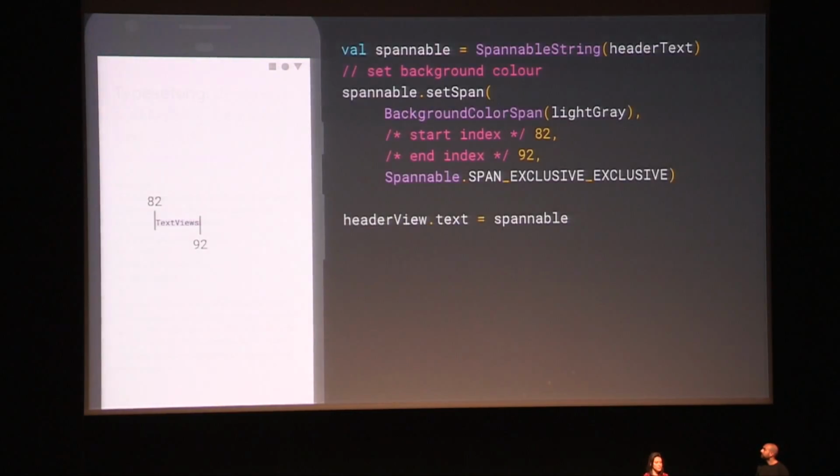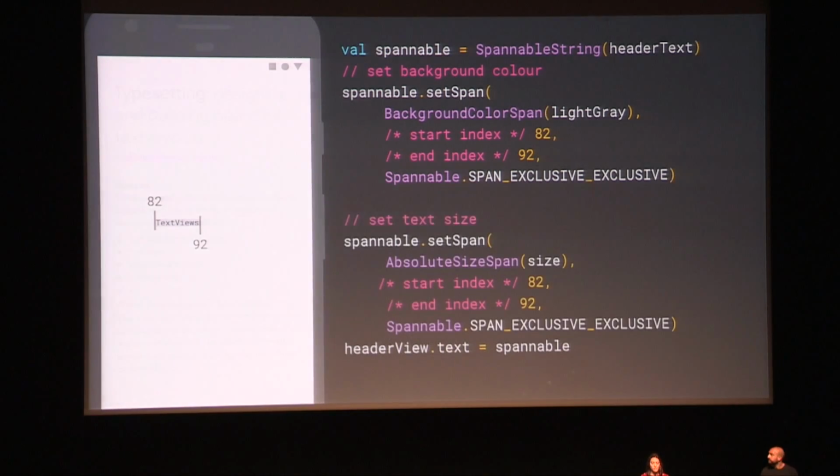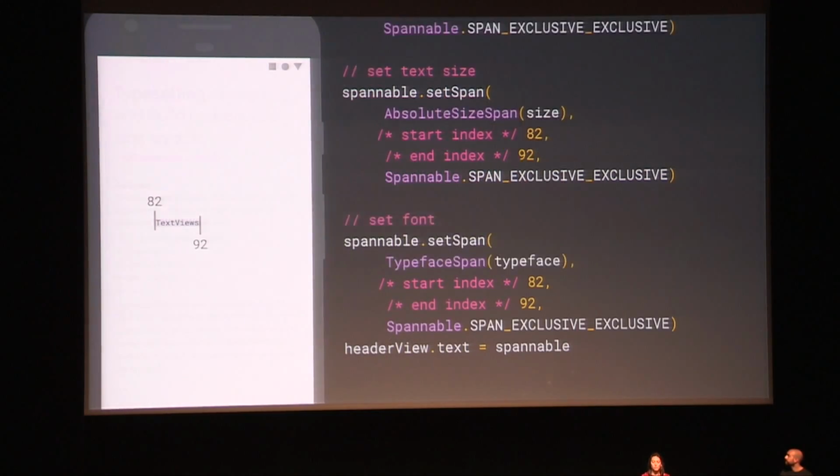But then Nick was saying that for the code block, he wants several things. So we want a background color span, we want an absolute size span because we want to change the size, and also we want to set a typeface span because we want to change the font of the text. So this means that we can apply multiple spans at the same time to the same block of text.